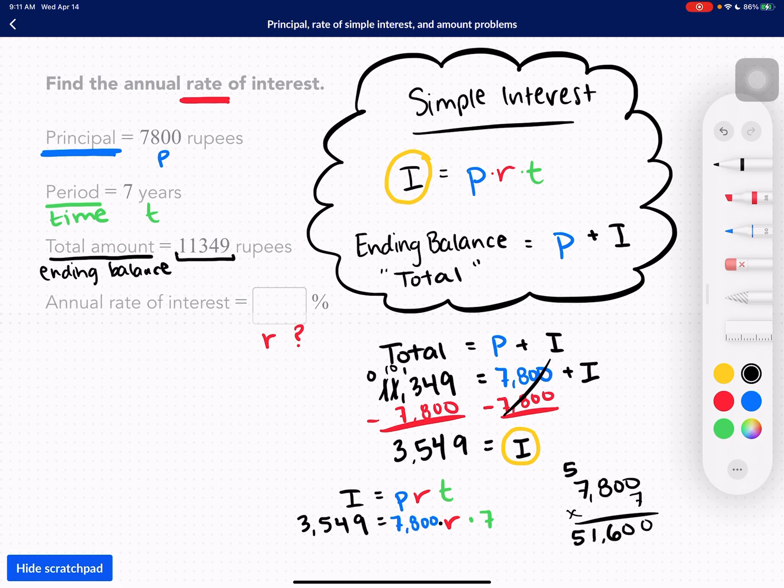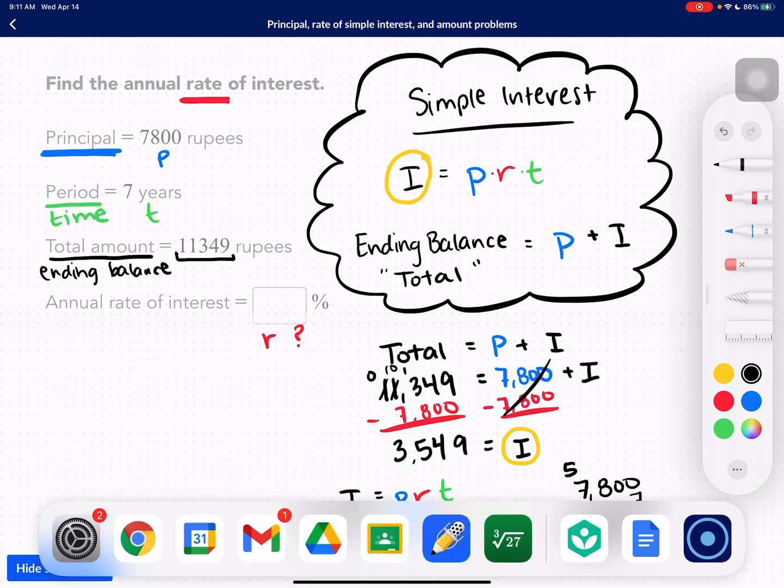And I get 51,600. Again, you can definitely use a calculator for that. Oh wait, not 51. 7 times 7 is 49, plus 5 is 54. I'm going to do that in a calculator just to make sure.